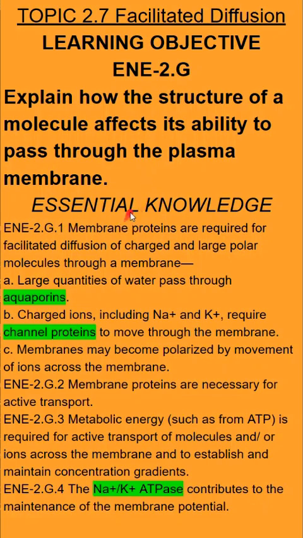So, through facilitated diffusion, we have aquaporins helping pass water across membranes. We have voltage-gated ion channels, which help with polarizing membranes. And the sodium-potassium pump establishes concentration gradients and maintains membrane potentials.